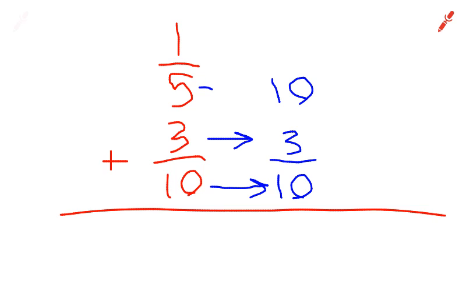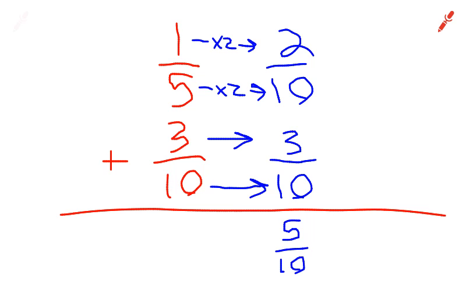The top one I have to go 5 times 2 to equal 10. So I have to do times 2 to the top fraction. So 2/10 plus 3/10, add those together, 5/10. And if you know how to reduce, you know that reduces to 1/2, but we don't have to do that yet. But you should have gotten 5/10 for the answer.